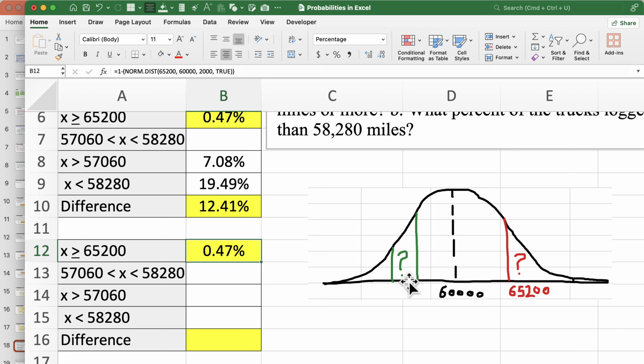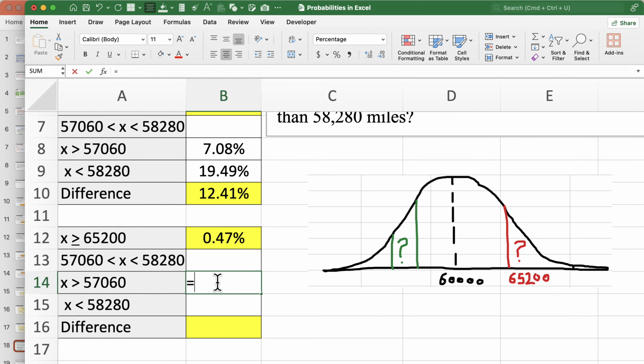That will give me the total probability of everything left of this line, which means everything including here. In the second step, I will be calculating cumulative probability using this value, which means 57,060, and that will give me the probability of everything to the left of this green line, and then I will subtract these two, or in other words, find the area between these two green lines.